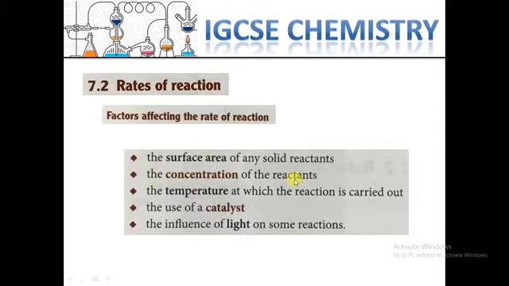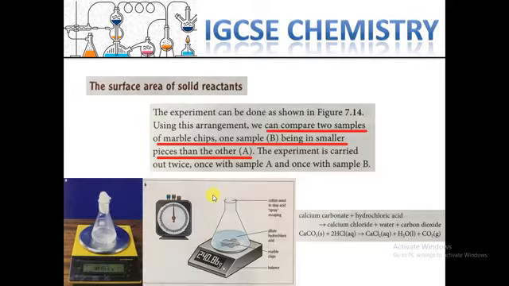The concentration of reactants, if it's liquid, so we need to look at the concentration. The temperature is another factor, then catalyst, and also in some reactions, light can be helpful. Today we are going to focus on the first three: surface area, concentration, and temperature. All right, the first one is surface area of solid reactants.